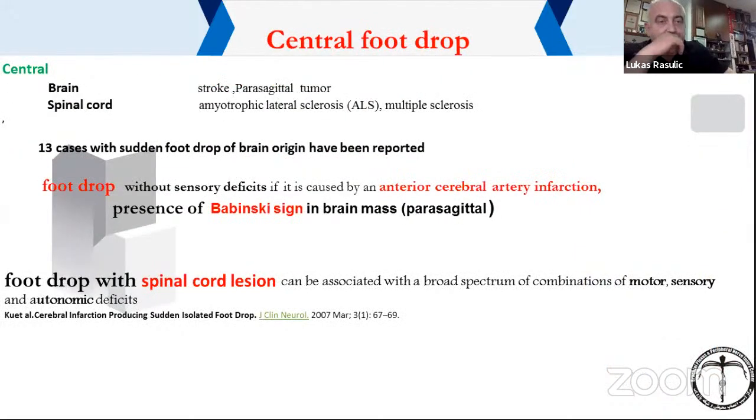What is very important and should be considered is central foot drop, whose origin is the brain and spinal cord. Certain cases of sudden foot drop of brain origin have been reported. One of these is infarction in the anterior cerebral artery. In this case, foot drop is without sensory deficit. We should look for the presence of the Babinski sign in brain mass, especially parasagittal tumor. Foot drop with spinal cord injury can be associated with a broad spectrum of deficits, such as motor deficit, sensory deficit, and also autonomic deficit.